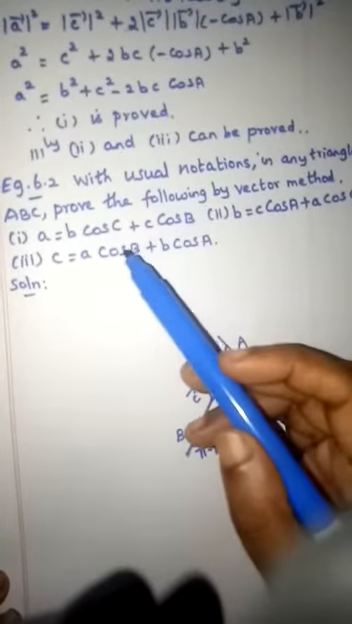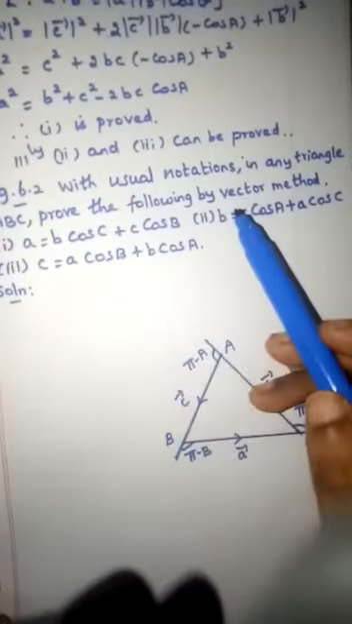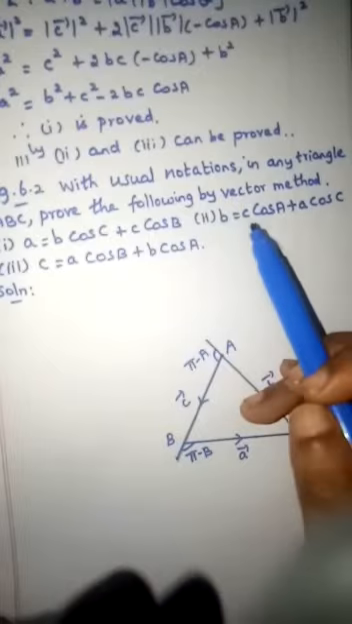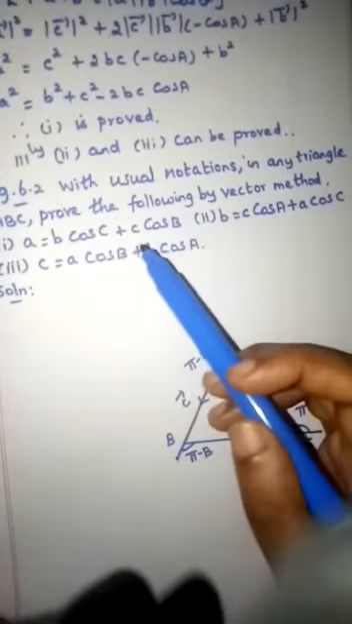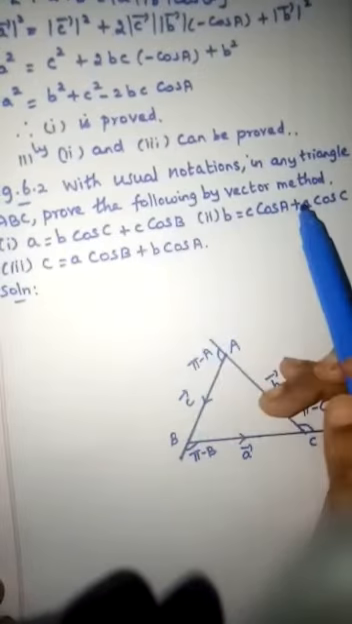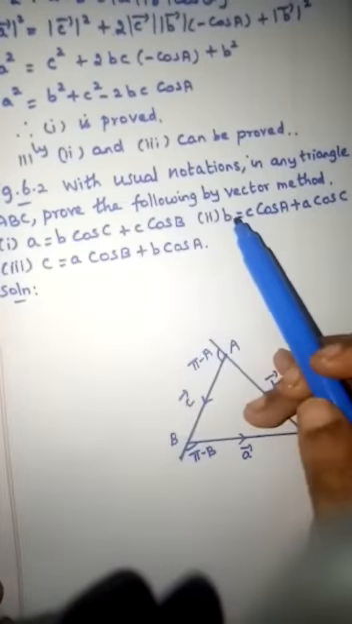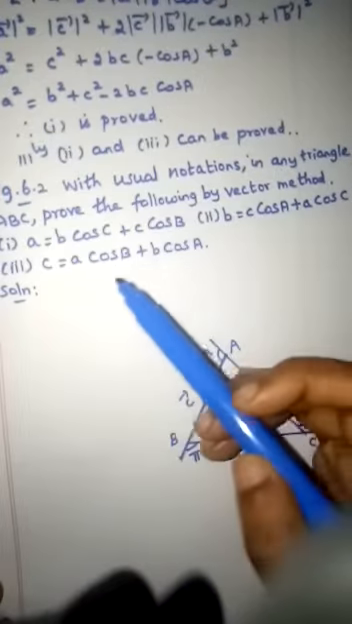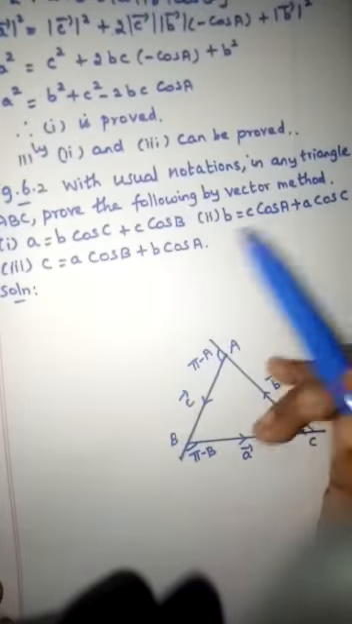If you know one formula, from that you can derive the next formulas. A means what you have to put? B. B means C. C means A. Same way, instead of C you have to write A. Here B means C. Then from the second formula you get the third formula. Instead of B you will get c equals, instead of C, a means b. Here C means A, like that.